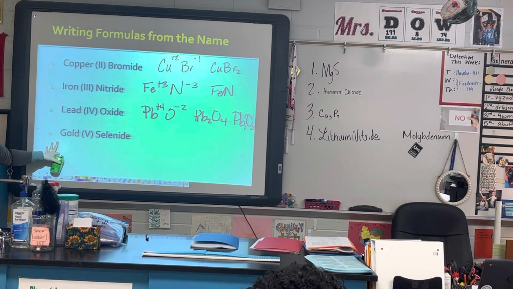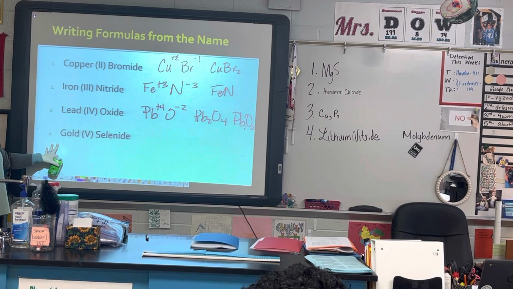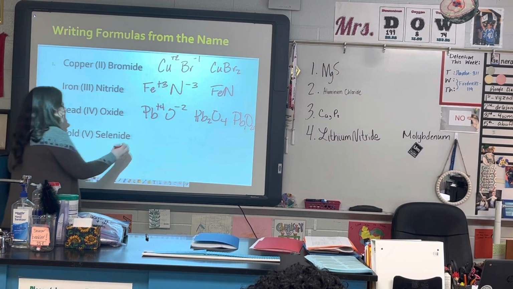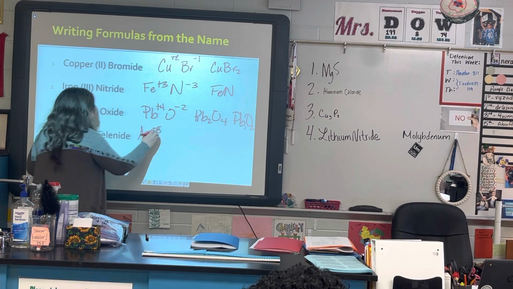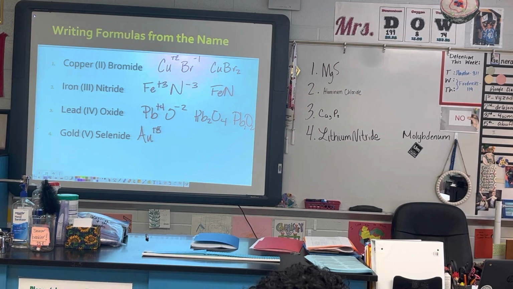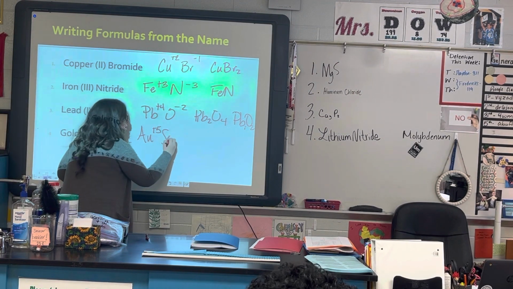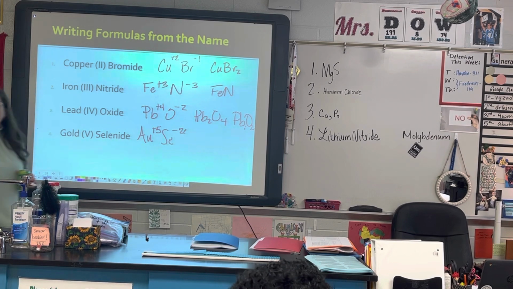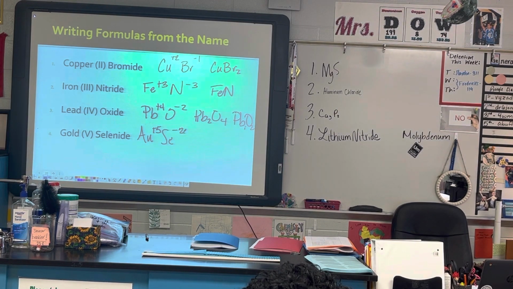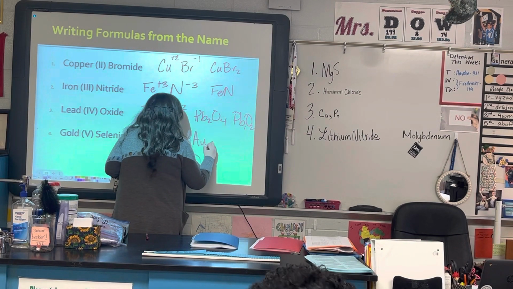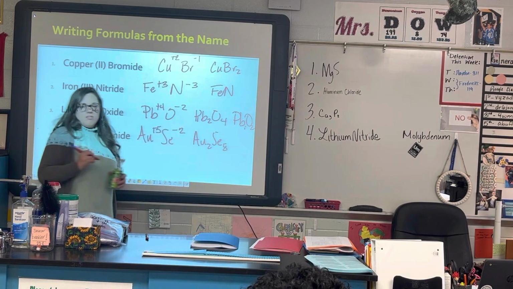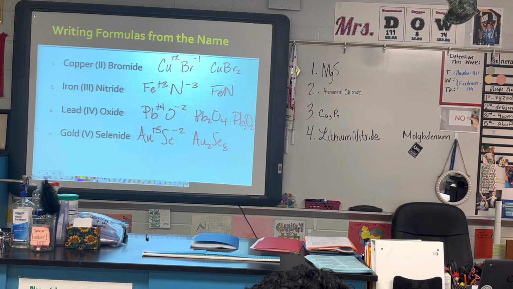Alright, and last one. What is gold's charge here? 5, right? Gold, V is 5. So this is Au plus 5. What element would selenide be? Selenium. So what's its charge? -2. And when I cross those, Maddie, what would be my formula? Au2Se5. Yep, Au2Se5. Perfect. So I think these are a little easier because you're already given one of the charges. It's in the name. You don't even have to look it up.